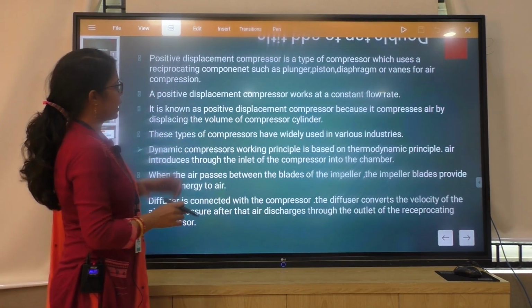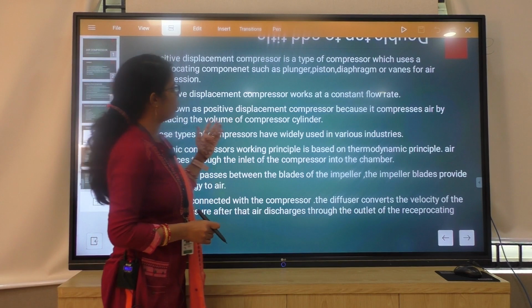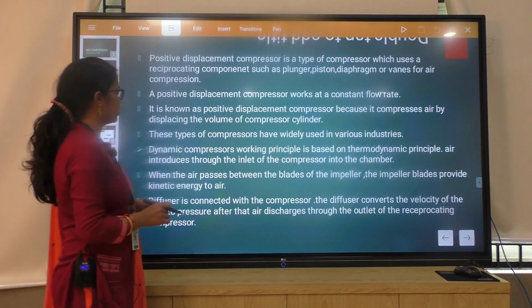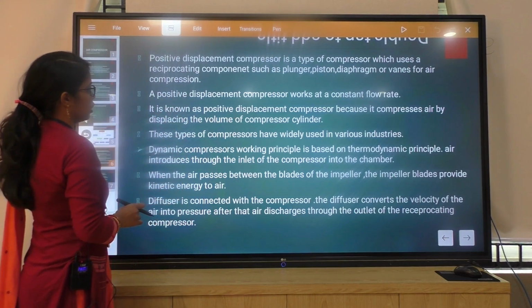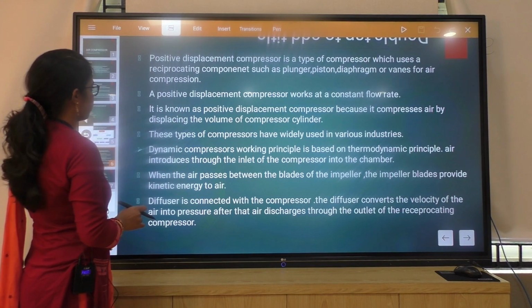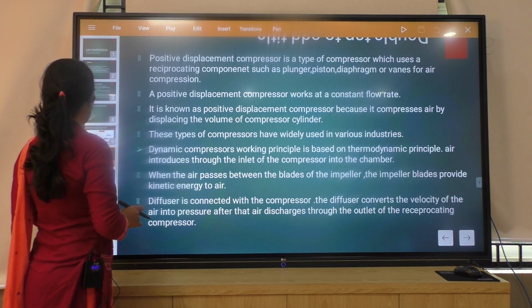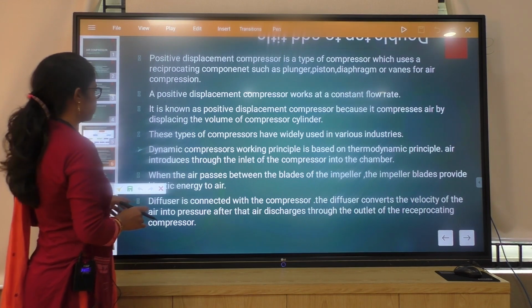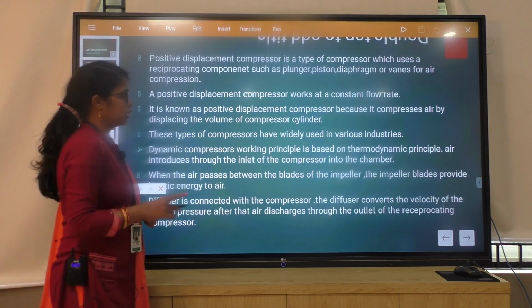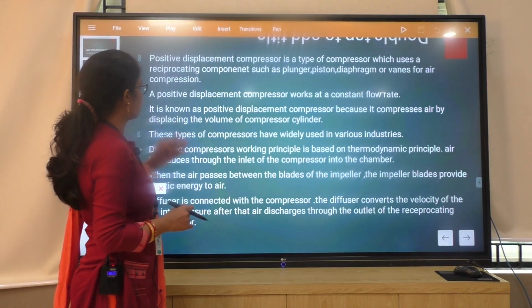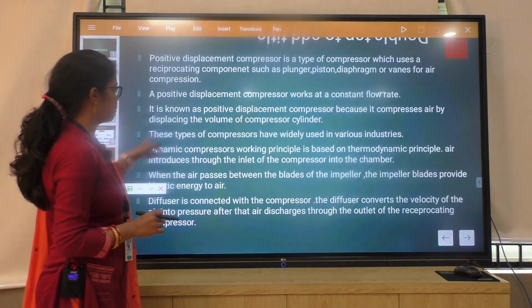In this type of air compressor, it is a compressor which uses a reciprocating component such as a plunger, diaphragm or vanes for air compression. I am telling you why it is called positive displacement type and what the further classifications of this type of positive displacement air compressor are.